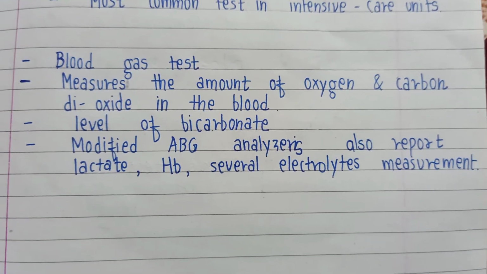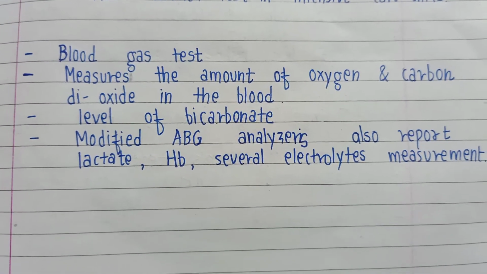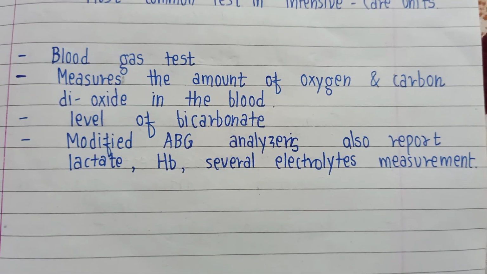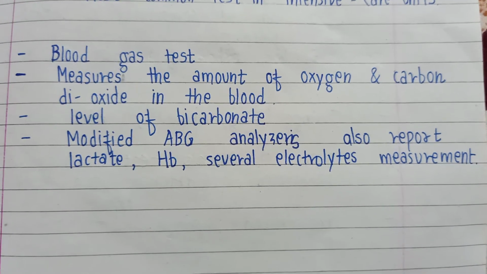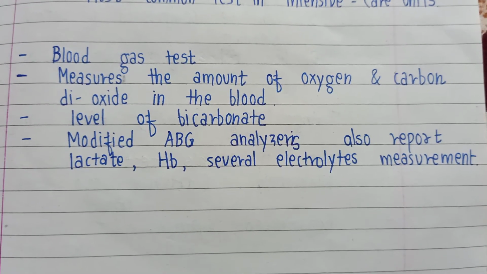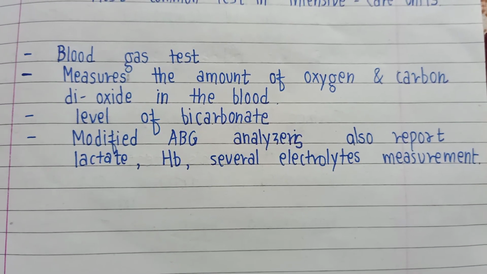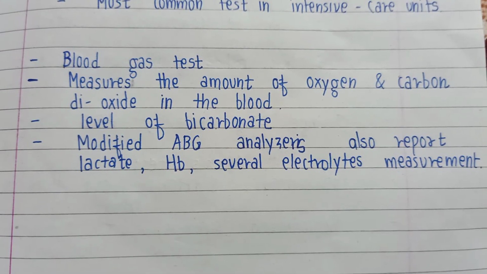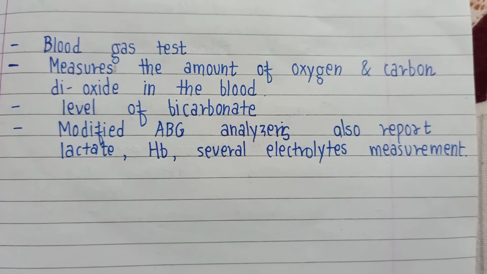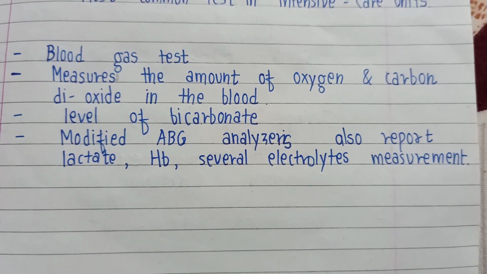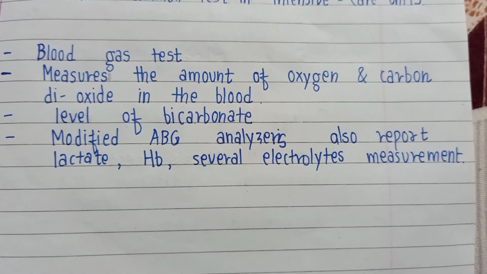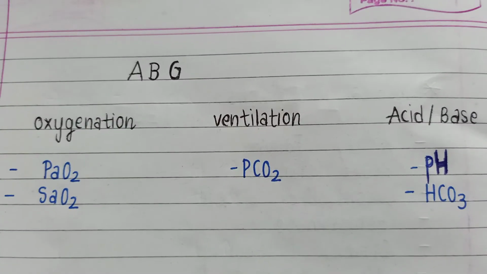As we all know, there are different gases in our blood, such as carbon dioxide, oxygen and nitrogen. So in this test the ABG measures the amount of oxygen and carbon dioxide in the blood. It also determines the level of bicarbonates. Nowadays we have modified ABG analyzer machines which also report lactate, hemoglobin and several electrolyte measurements.